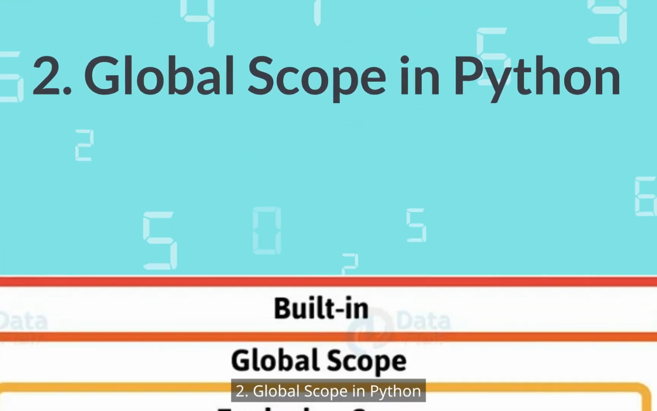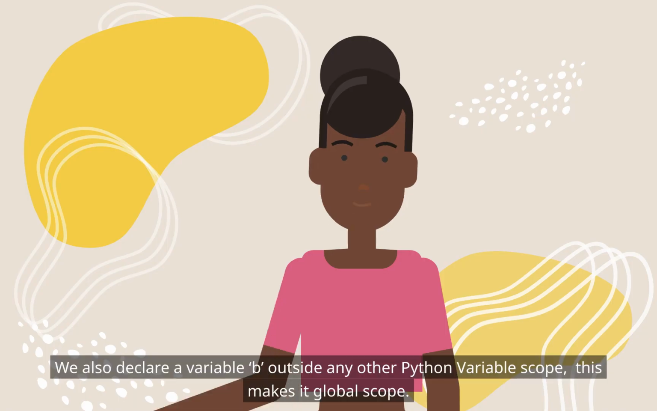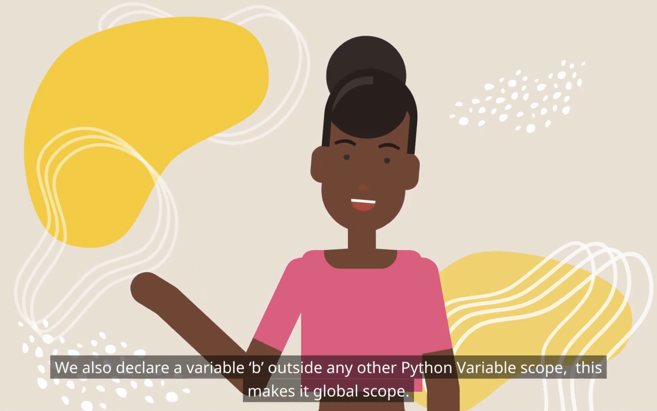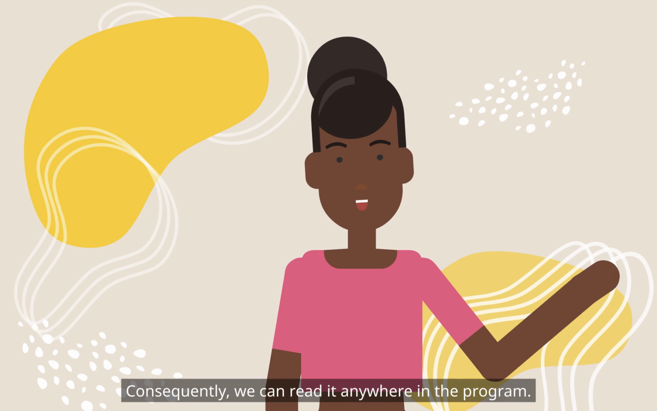2. Global scope in Python. We also declare a variable b outside any other Python variable scope. This makes it global scope. Consequently, we can read it anywhere in the program.